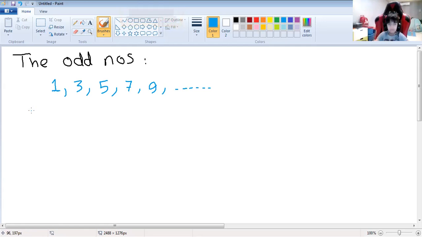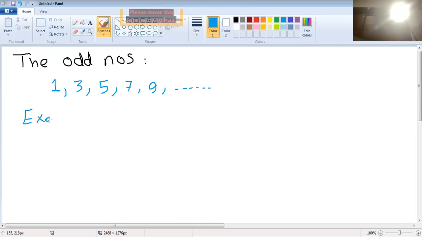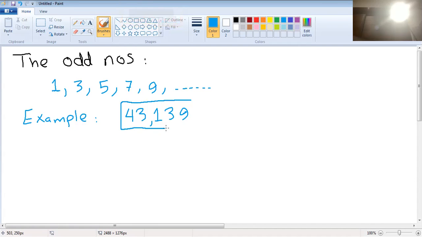I want an example of an odd number of 5 digits. Any example? 21. Okay, I need 5 digits. If I write this number, is it an odd number or an even number? Odd. Why?